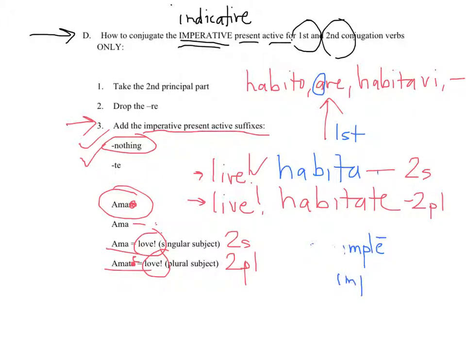So it would be imple or implete. This would mean fill, and this one would mean fill. But of course, the second one would be referring to two people or more, and the first one would be referring to just one person.